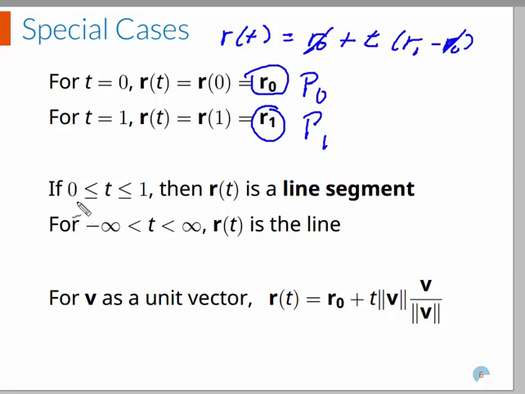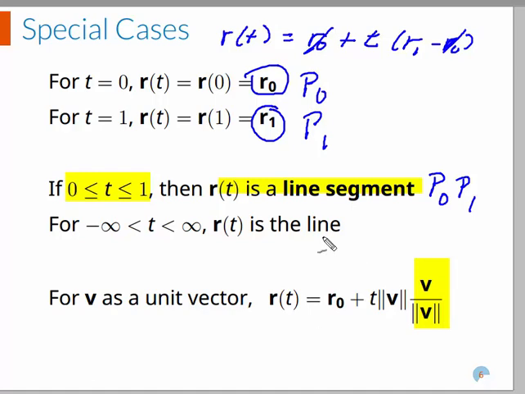So if t is confined to the interval 0 to 1, then r is pointing to the line segment between P0 and P1. If t is not restricted, then r points to the line, meaning the infinite line that goes through those points. We can also rearrange this equation to give it a little bit of physical significance. If we write v as a unit vector here, then what that unit vector means is, it's a unit vector pointing in the direction of v.